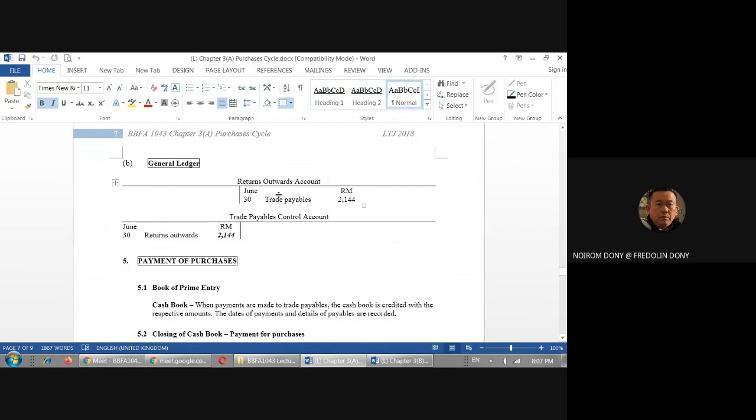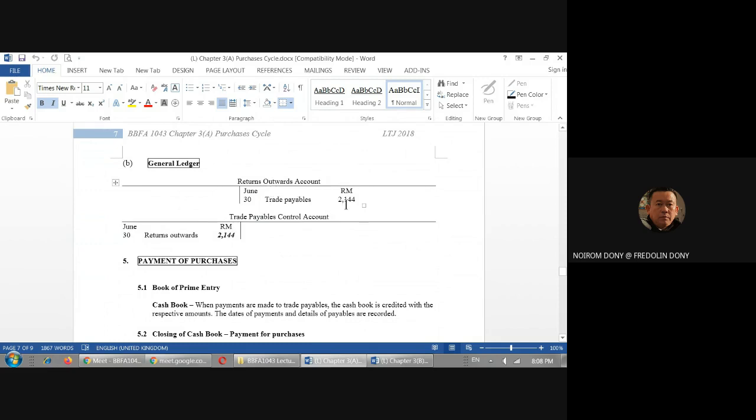And why is the return outward account being credited? Remember, return outward is one of the inventory accounts. If the business returns the goods to the supplier, the level of inventory becomes lesser. So it reduces a debit item. Inventory is an asset, isn't it? So that's why we follow the double entry rules. We credit the return outward account.